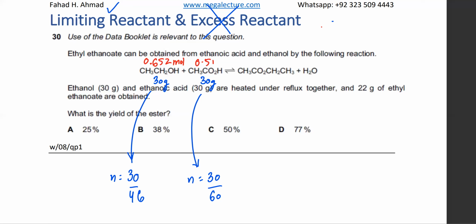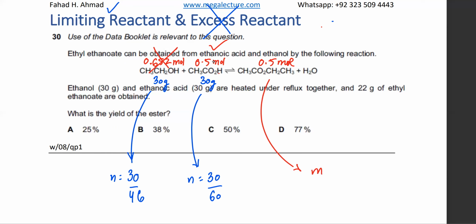But now which one is the limiting reactant? 0.5. If I want to find the moles of the product, I'm going to use the limiting reactant, so don't use the excess one. For 1:1, it's very easy. 0.5 will only react with 0.5 because it's 1:1. So the amount of ester that's going to be produced is, according to the ratio, 0.5 moles. So you're always going to use limiting reactant moles, and then you can find the mass.